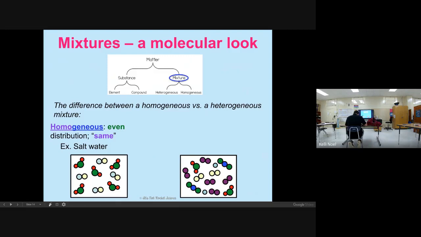If we drew a picture of it, these would be spaced out evenly, about the same number. So this one could be an example of salt water. You have your salt molecules here, you have your water molecules here. So they're going to have an even distribution. Heterogeneous is going to be an uneven distribution. Hetero means different, homo means same. So in here, you can see lots of different things. It's kind of uneven. You don't have close to the same number. So those are some examples.